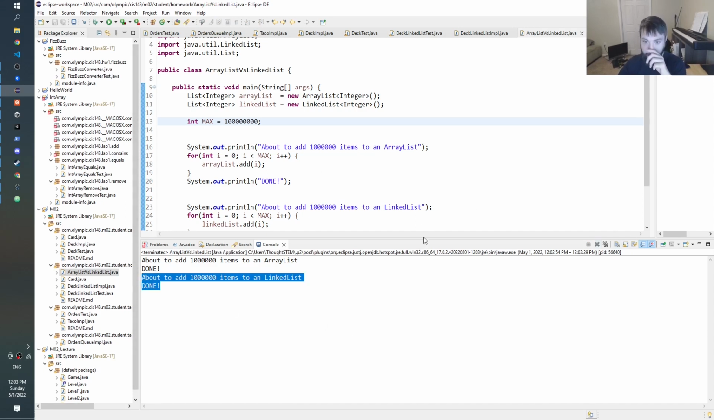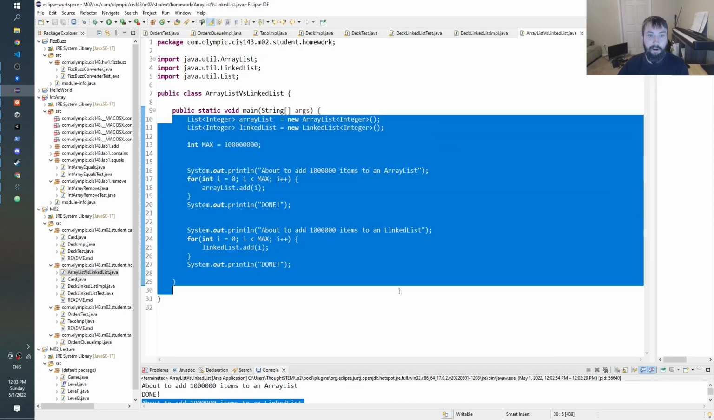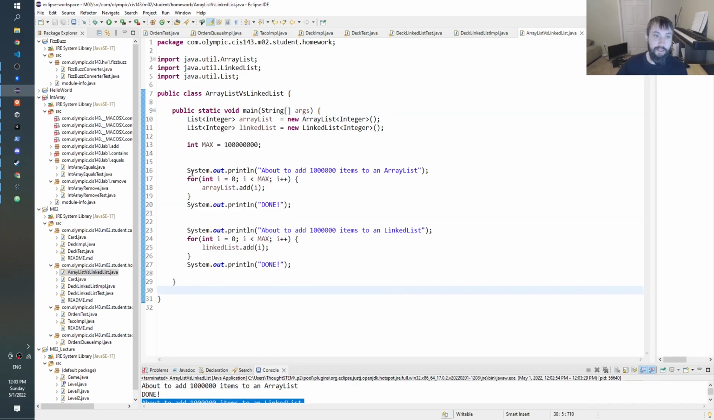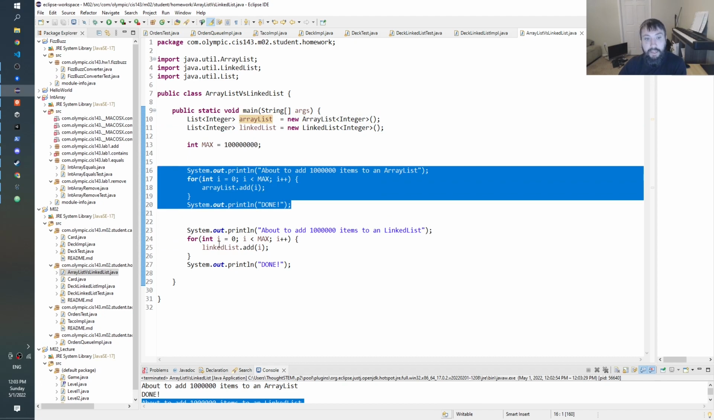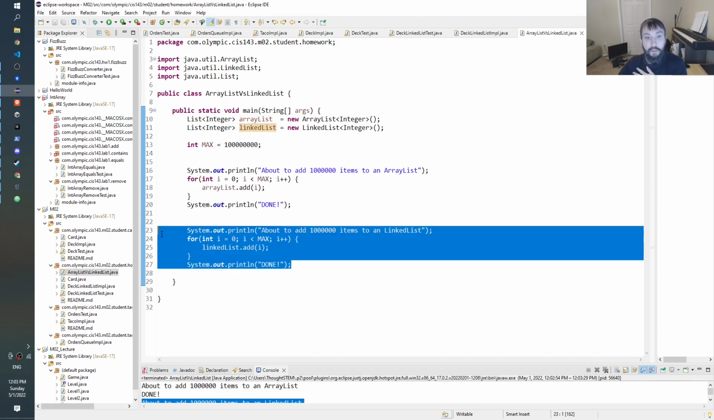So this is a very simple algorithm that illustrates that even though we're doing the same thing, just adding to two different things that have the same interface, because the underlying data structure is different, it's actually faster to add to an array list than it is to add to a linked list.